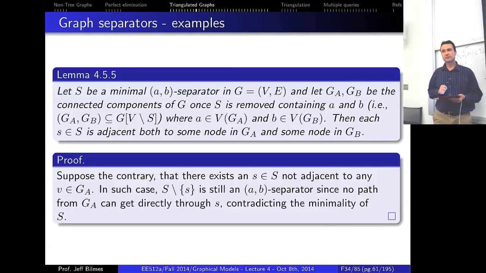This is an important theorem. What it states is the following: let's suppose that S is a minimal AB separator in a graph G. Okay?